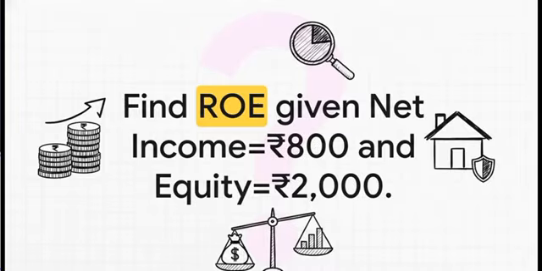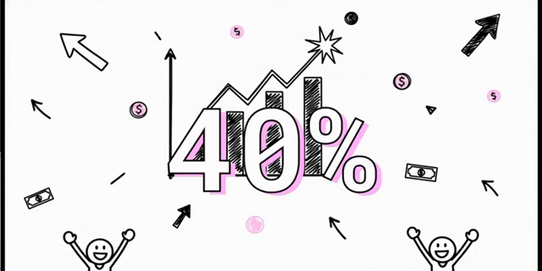All right, moving to question 2, return on equity. You're given a net income of 800 rupees and equity of 2,000 rupees. What's the ROE? Remember, this one is a return-based ratio, measuring profit relative to investment. So we just take that net income of 800 and divide it by the equity of 2,000. Boom, 40%, which, by the way, is a completely massive return for shareholders.